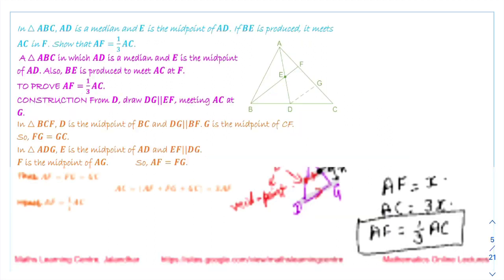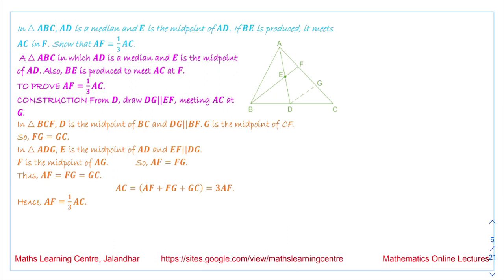Next, in triangle ABC, AD is a median. Median means it is bisecting the side BC, and E is the midpoint of AD. If BE is produced, it meets AC at this point F. We have to show that AF is equal to 1 by 3 times AC.